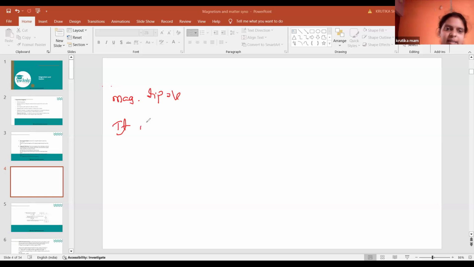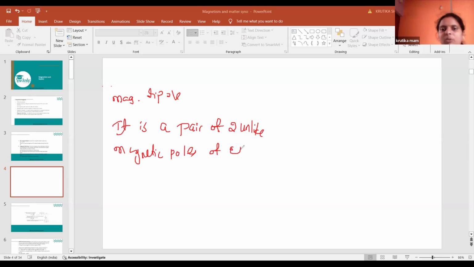It is a pair of two unlike magnetic poles of equal pole strength. That is what we call a magnetic dipole.